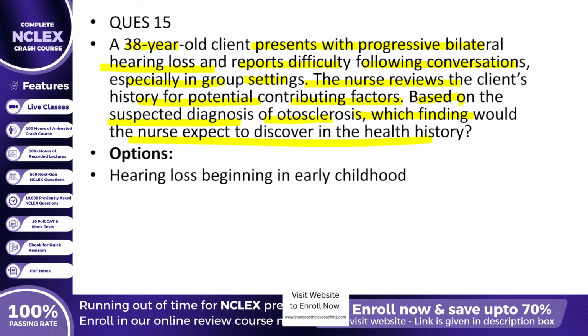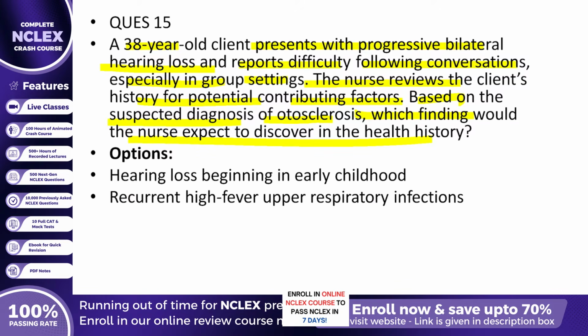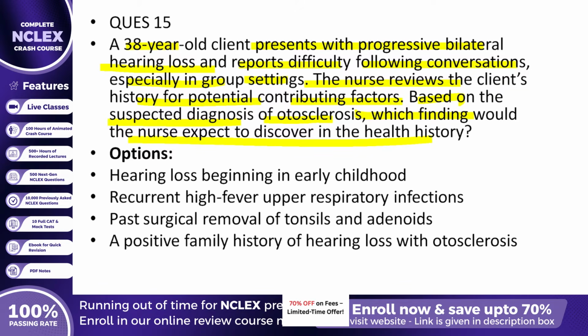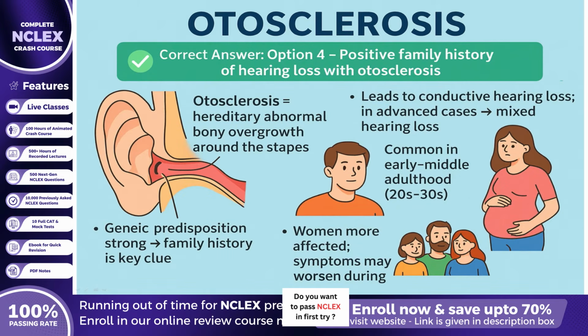Option 1 suggests hearing loss beginning in early childhood. Option 2 indicates recurrent high fever upper respiratory infections. Option 3 points to a past surgical removal of tonsils and adenoids. And Option 4 mentions a positive family history of hearing loss with otosclerosis. The correct answer is Option 4, a positive family history of hearing loss with otosclerosis.